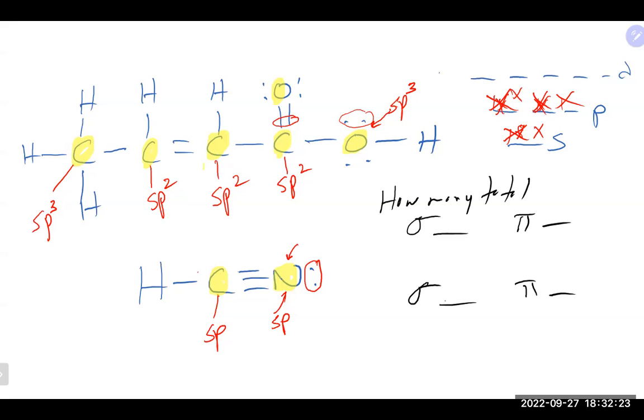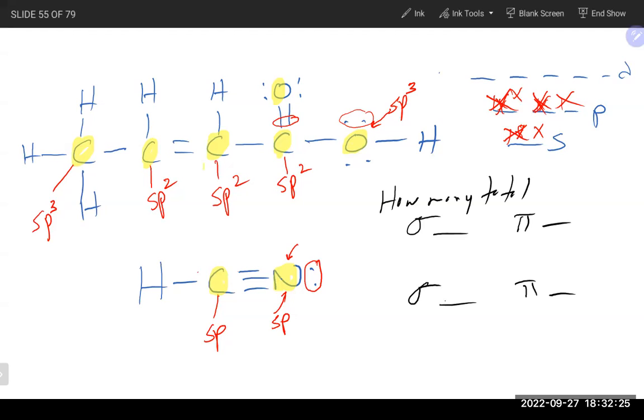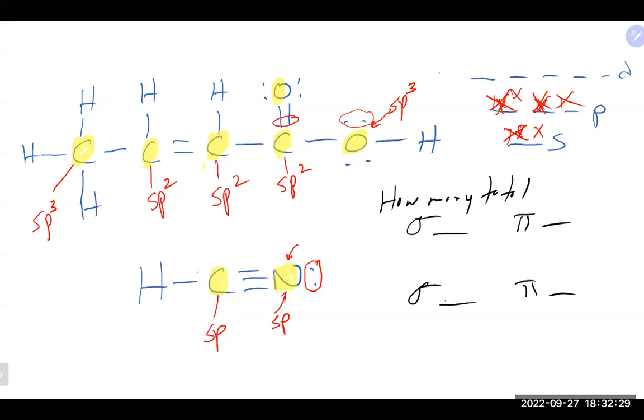Perfect. All right, so for sigma bonds, an easy way to think about it is really just all the single bonds you've got going on there. So on the top guy, that would be a sigma bond, that would be a sigma bond, and that would be a sigma bond, and so on for each single bond.